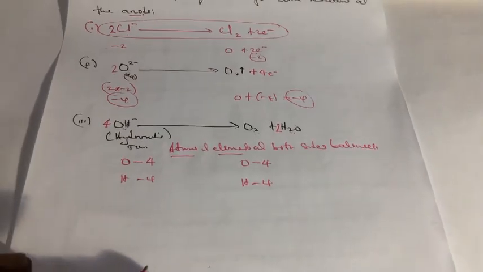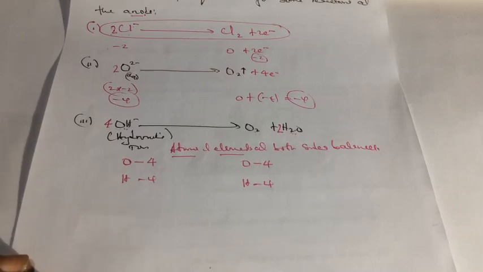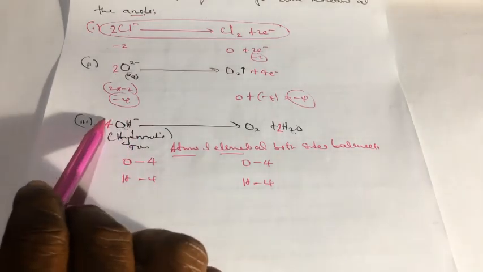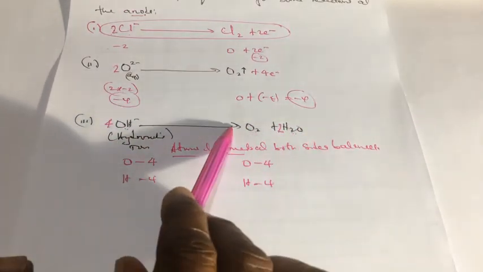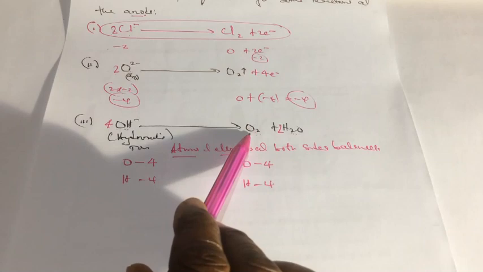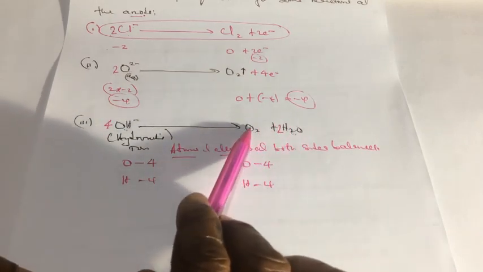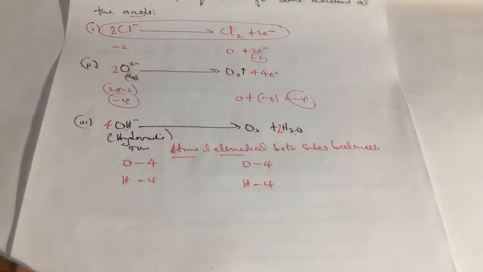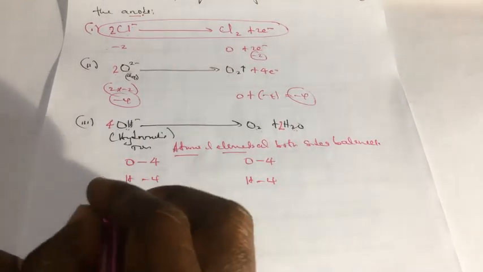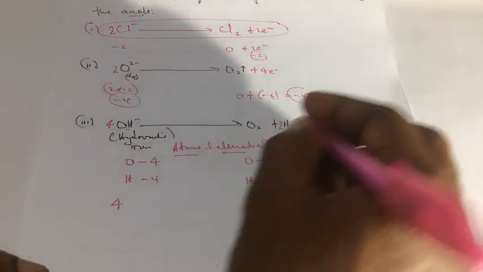So let's look at the charges. The total charge on each side must be the same. The total charge here is -4, and here is 0. There is no charge here. The net charge here is 0. So to make this side -4, I need to add 4 moles of electrons. That will be 4e-.